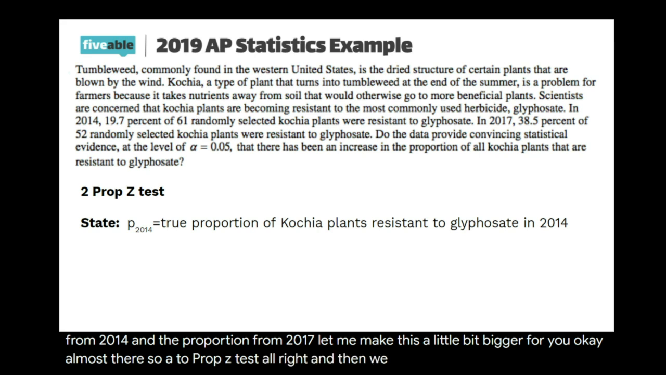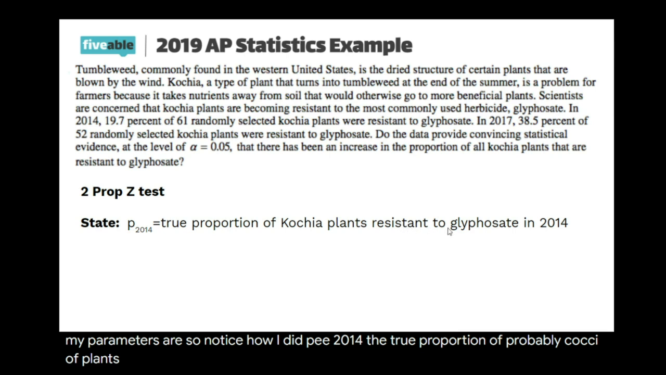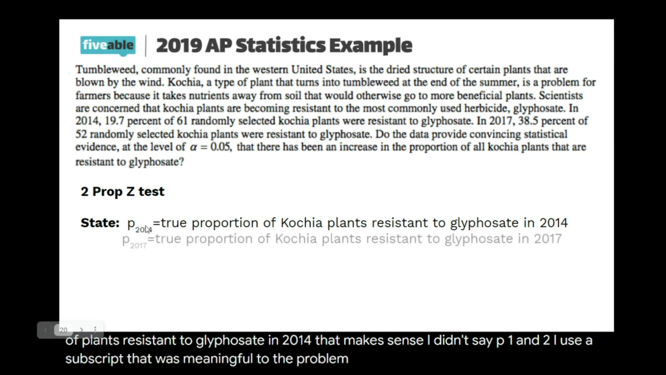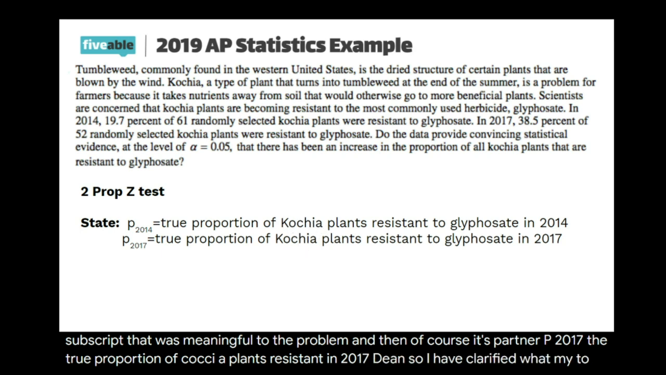All right, and then we got to state what my parameters are. So notice how I did p 2014: the true proportion of kochia plants resistant to glyphosate in 2014. That makes sense. I didn't say p1 and p2. I used a subscript that was meaningful to the problem. And then, of course, its partner, p 2017, the true proportion of kochia plants resistant in 2017. So I have clarified what my 2 parameters are here.